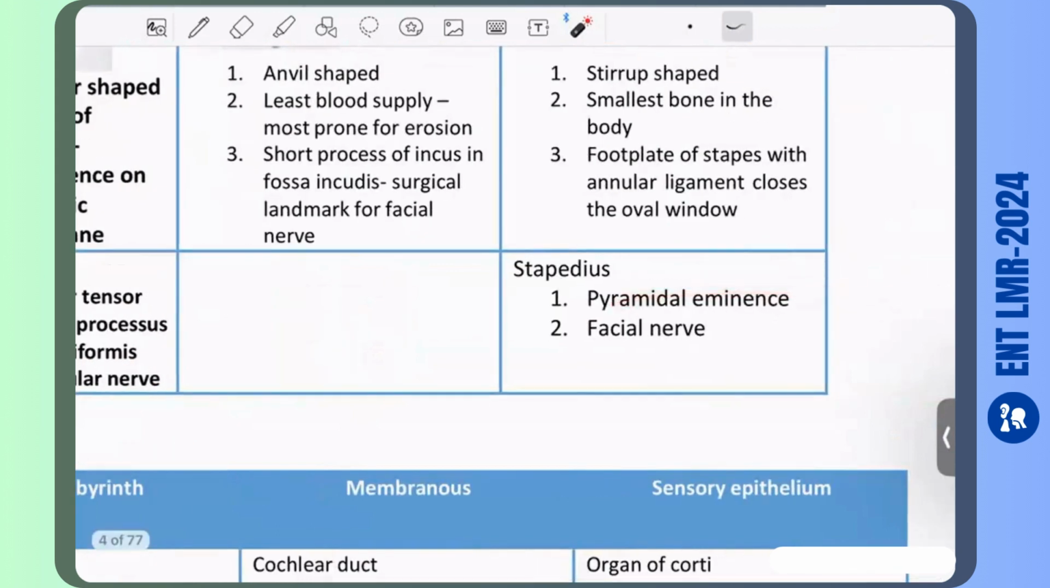Stapedius originates from the pyramidal eminence, posterior wall. So its nerve is the facial nerve.